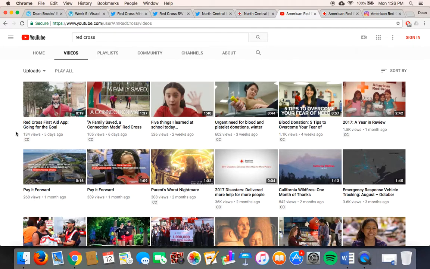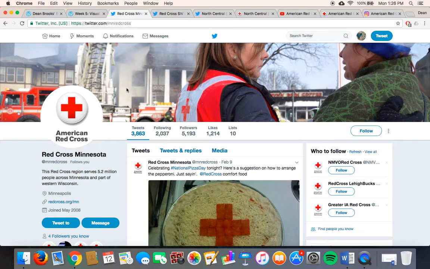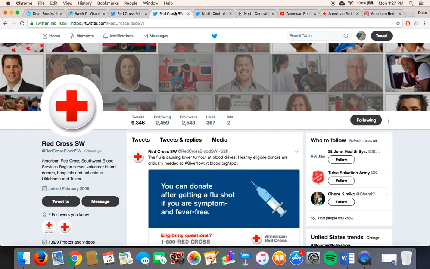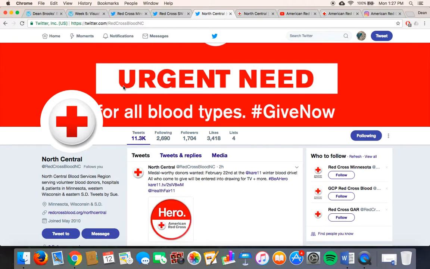Again, Red Cross is an organization, like I said earlier, that's very you-centric. They never lose sight of how valuable their volunteers and their blood donors are, as well as the people that go to different parts of the world during disasters and help out. They never, ever lose sight of that. And their branding and their imaging reflects that, whether you're on the main Red Cross's YouTube or you're on their local branches, such as the one in Minnesota here, or these other ones, North Central.